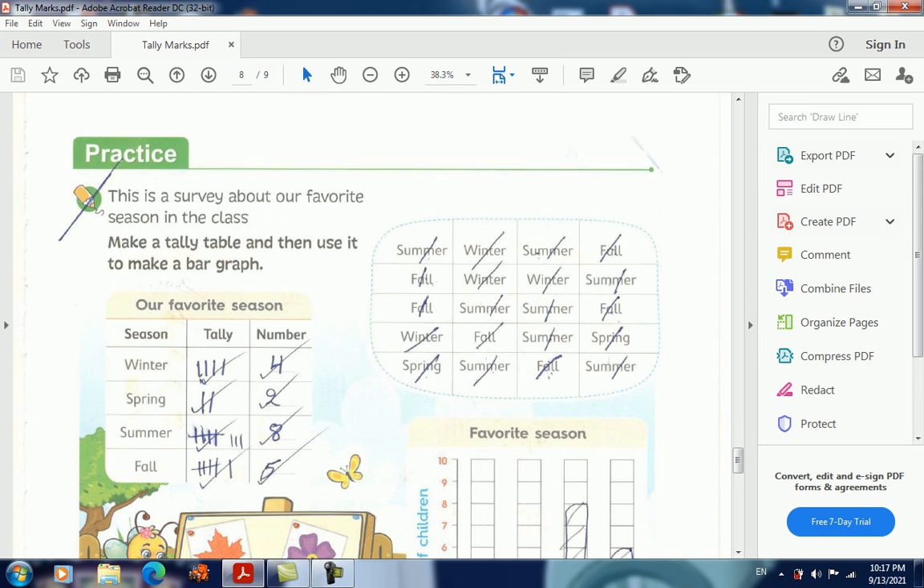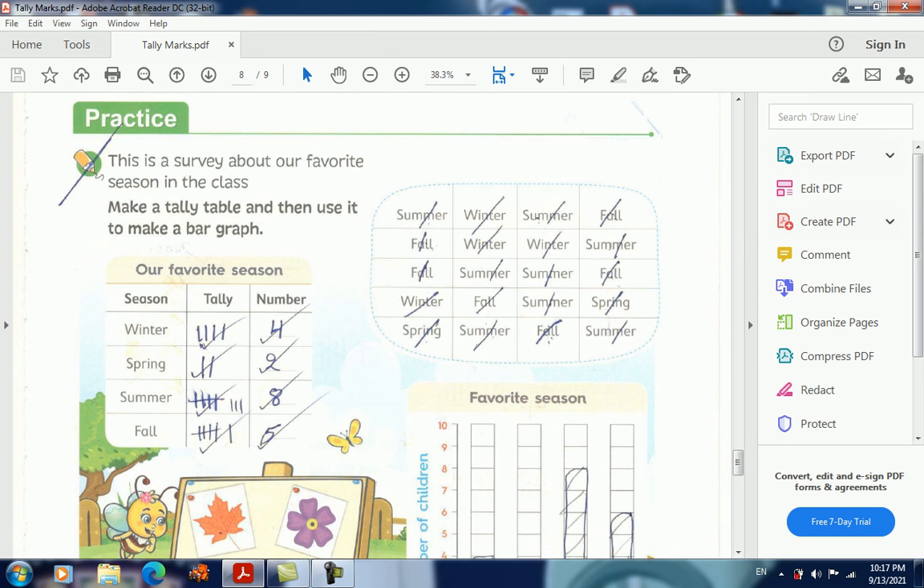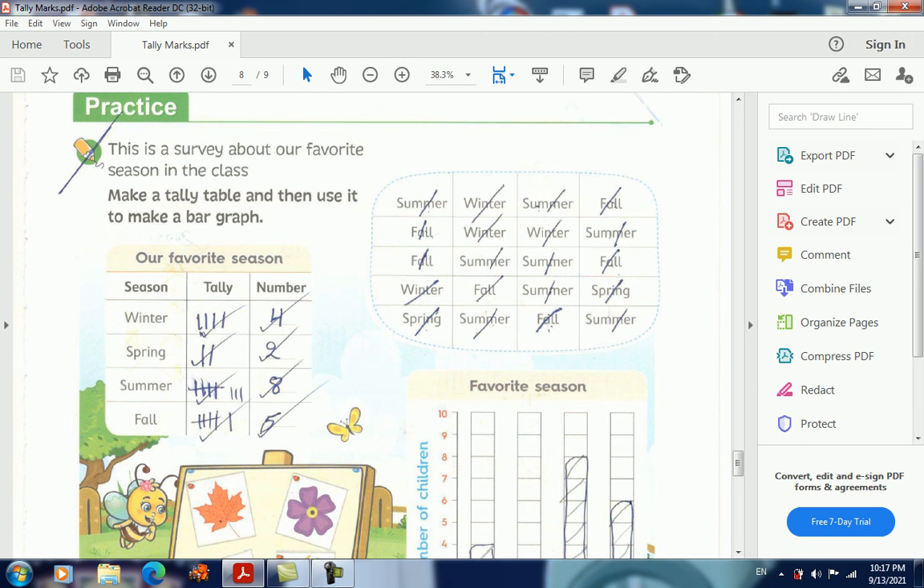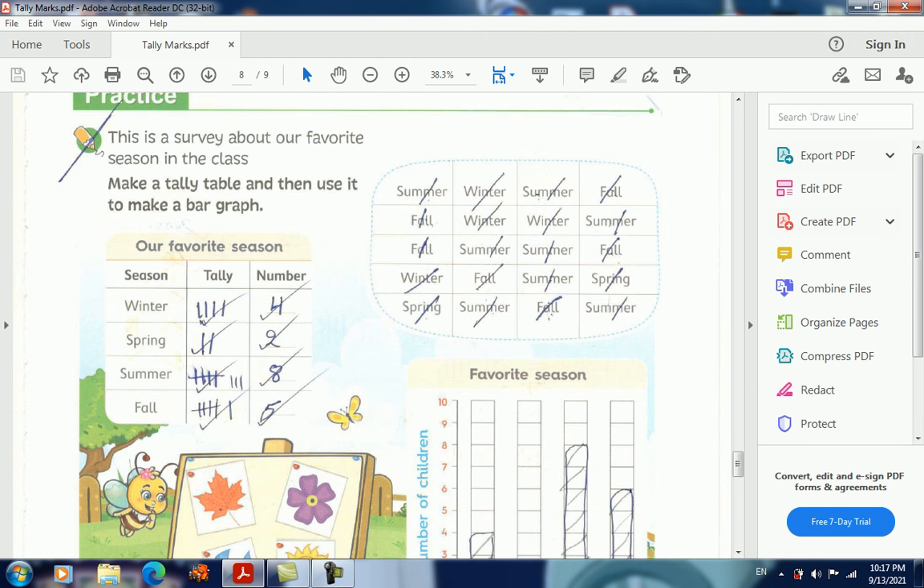Now for practice with another problem, they said this is a survey about our favorite season in the class. Make a tally table and then use it to make a bar graph. So how many seasons are there in 1 year? There are just 4 seasons in the year, which are winter, spring, summer, and fall, like they have done. And then we have the number of times each word is repeated from the table.